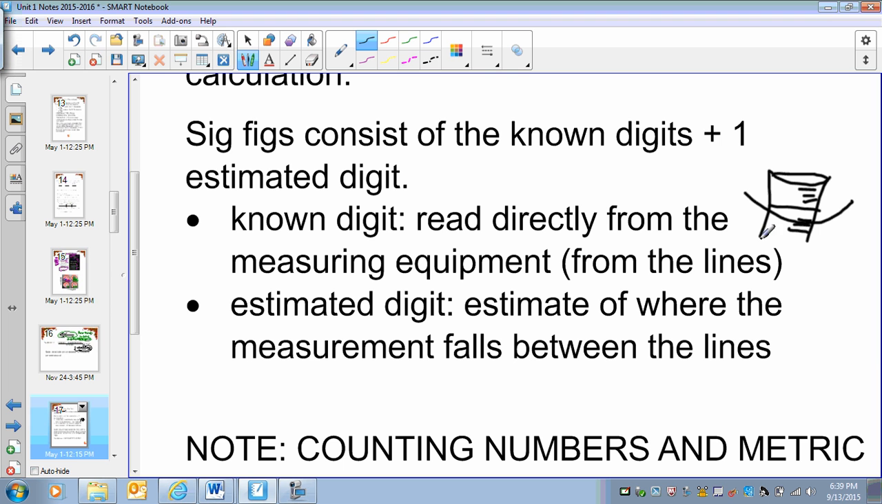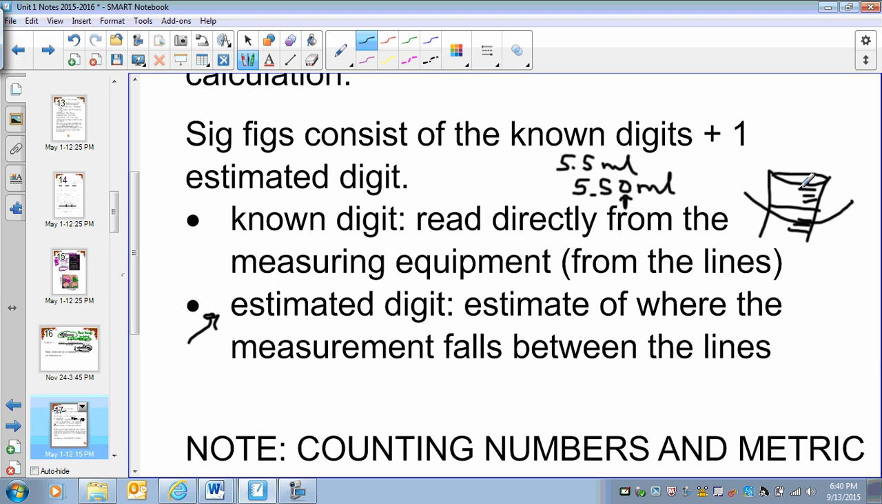For the estimated digit, I always add one number to my known digit. So if the volume right now is 5.5 milliliters, this is exactly what I can read. I will say it is 5.50 milliliters because I have to add an estimated digit. It just tells me how precise my equipment is. So the estimated digit is always one digit that is added to your known value.